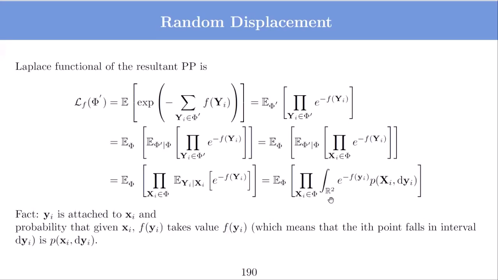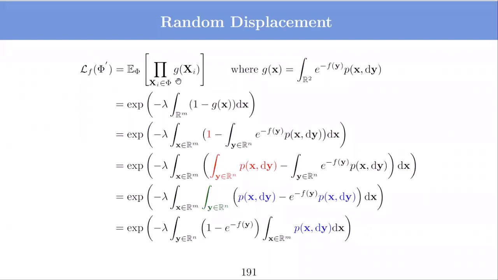Okay, so now if you notice, this term is nothing but a function of xi only. Because for yi I have integrated it over dy, so this whole thing is a function of xi only. So I can assume this is a function g(xi). So this is nothing but the expectation of the product of function g(xi). And notice that g(xi) is given by this form: it is e to the power minus f(y) p(x, dy).